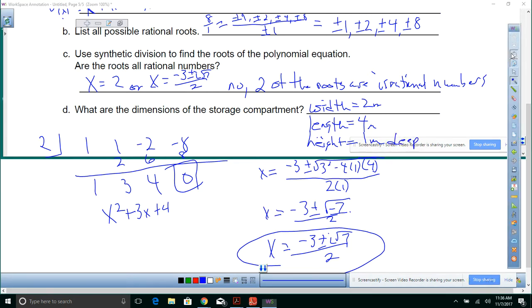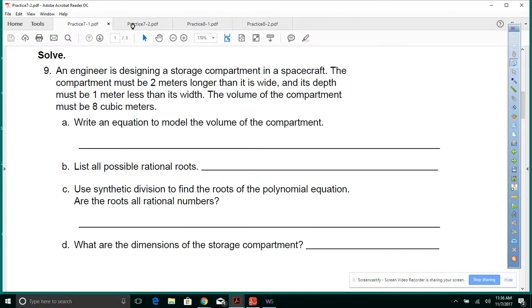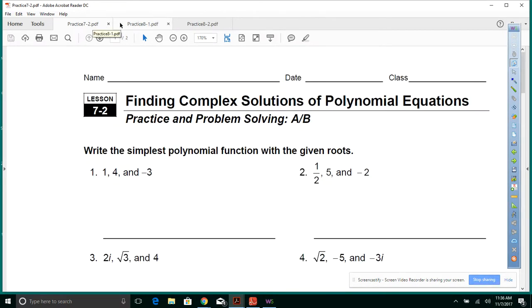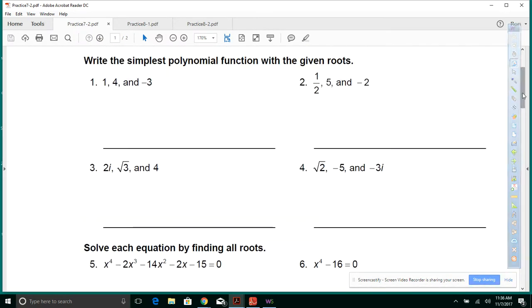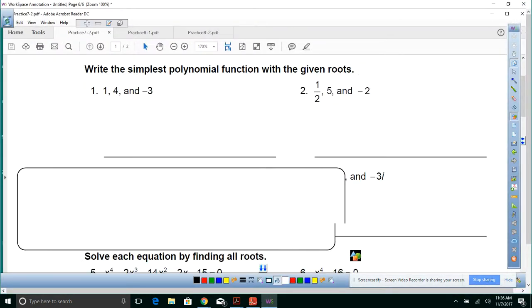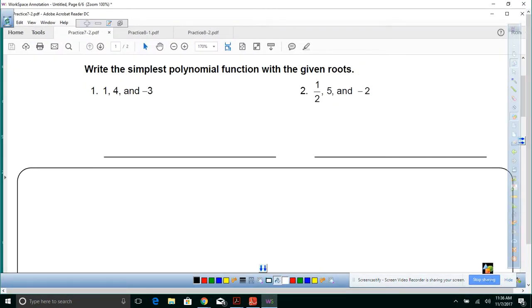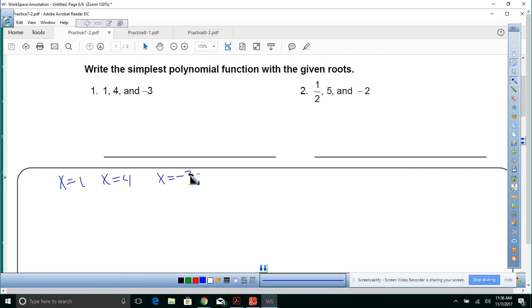That's 7-1. So let's get rid of 7-1, and let's try 7-2. Finding complex solutions of polynomial equations. Write the simplest polynomial function with the given roots. Not a problem. We can do that. Let's see here. What do we got? So we got x equals 1, x equals 4, and x equals -3.